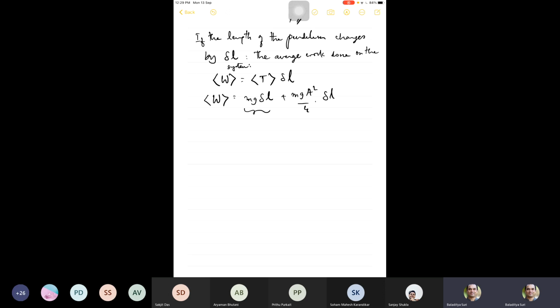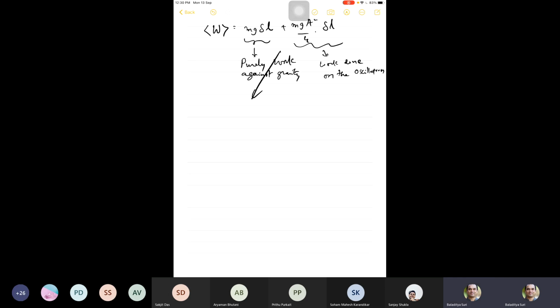But then what is this first term here? This first term is basically lifting the entire pendulum up by a distance delta L. But we are interested in the oscillation energy of the pendulum and not so much at what height the whole pendulum is. So this is purely work against gravity. And this second term is the work done on the oscillation of the pendulum. We ignore this first term because that's not what we are interested in. So if we just consider the work done on the oscillational part of the energy of the pendulum, then that would just be mg a squared by 4 delta L.